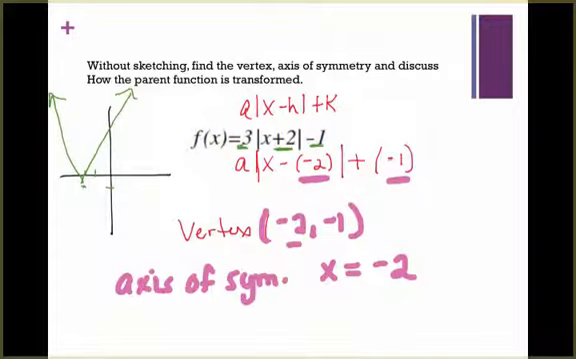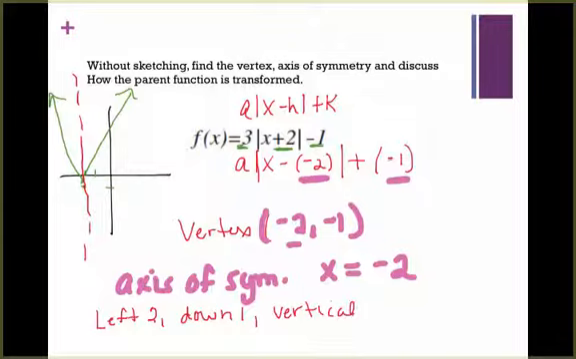And then we also should be able to notice that our axis of symmetry would be this line through x equals -2. So we have moved left 2, down 1, and then done a vertical stretch with a factor of 3.